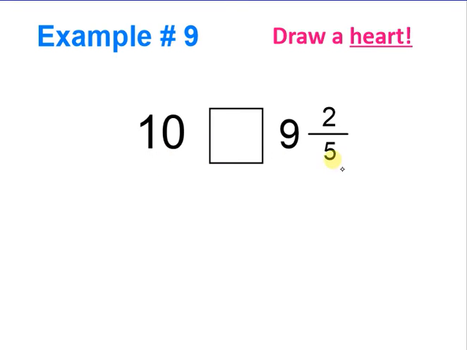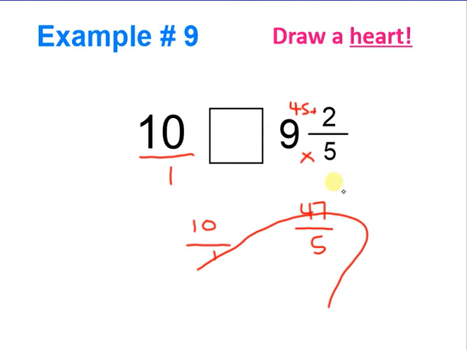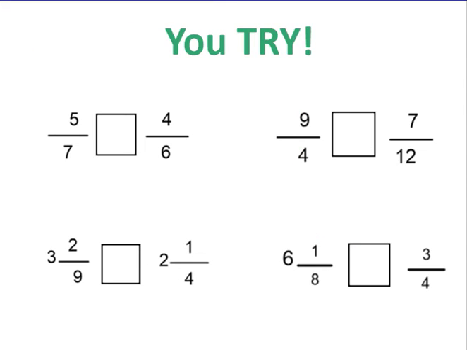All right, we have a mixed number and a whole number. So first thing is I'm going to make my whole number a fraction, and now I need to change this guy into an improper fraction. So 5 times 9 is 45 plus 2, so that's going to be 47 over 5, and I'm going to rewrite this guy down here as well. Okay? So 47 times 1 is 47, and then 5 times 10 is 50. 50 is greater than 47. All right, you go ahead and try these on your own, and we'll check your answers.